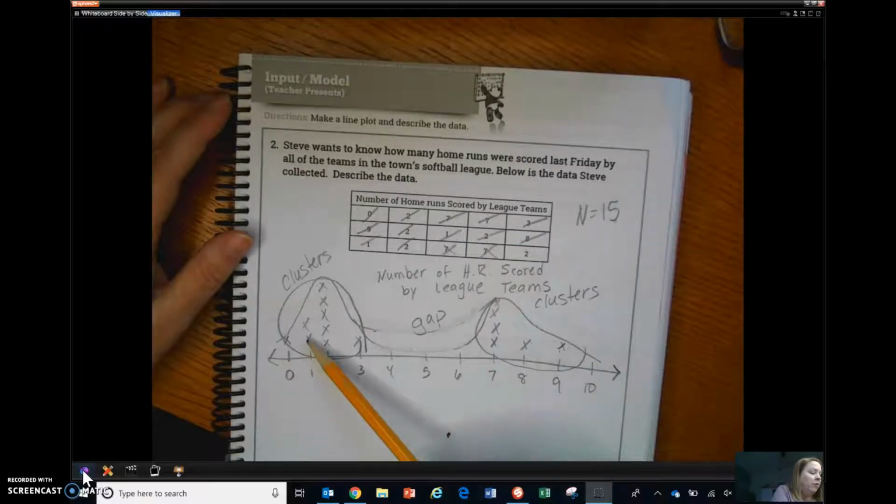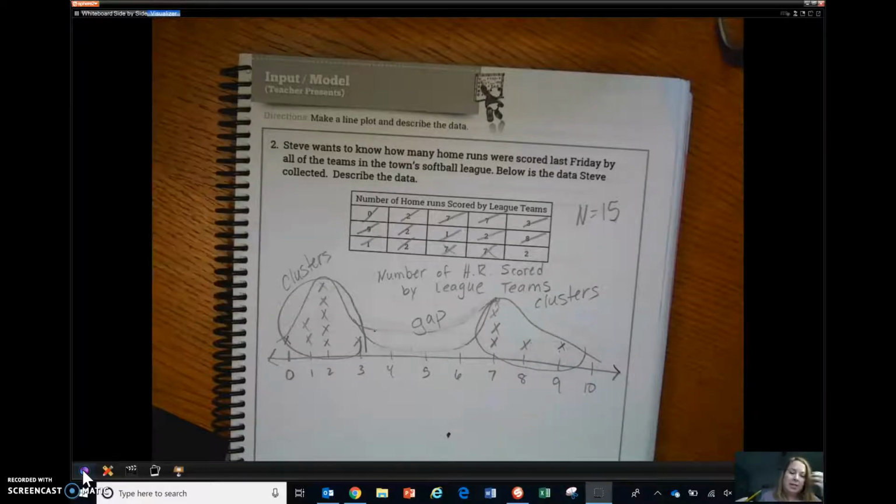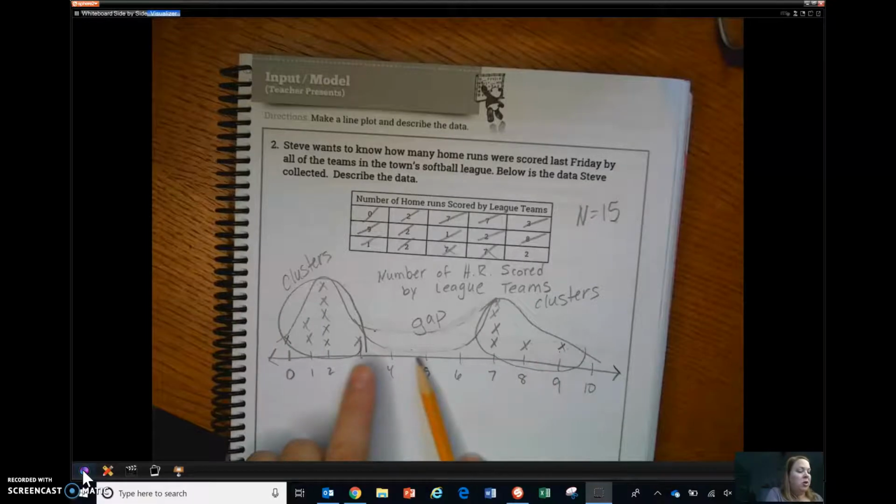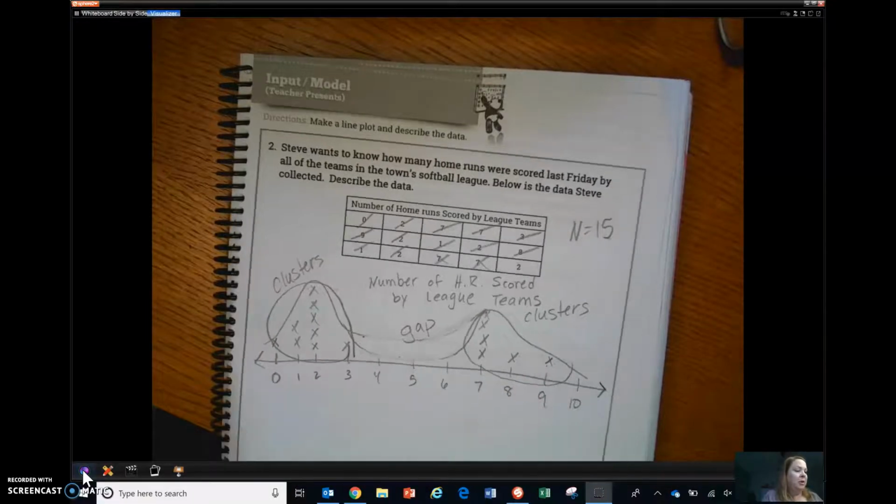So 1, 2, 3, 4, 5, 6, 7, 8, 9, 10, 11, 12, 13, 14, 15. So I have 15. That just tells me I didn't accidentally mess up and leave a point out. So this one has a gap, so it's clusters and gap because there's no data here. All right.